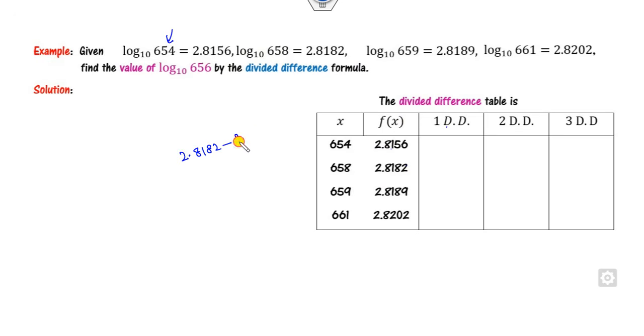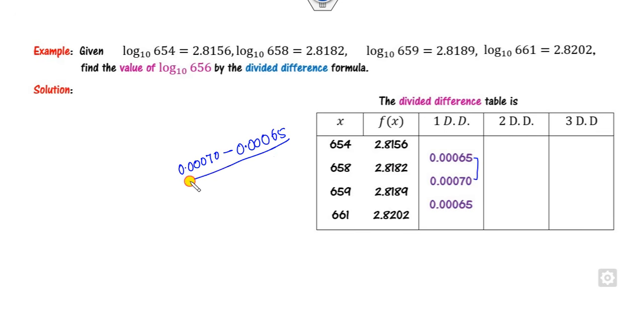2.8182 minus 2.8156 is the difference of this, divided by the x difference, 658 654. Once you do this, you will get this one. Next, you can subtract here and this, and you will get this. Similarly for the third. After that you can subtract these numbers, 0.00070 minus 0.00065. Since it's the second divided difference, start from the first and the second. So 659 654. Similarly, once you take this, then you have to take this and this.